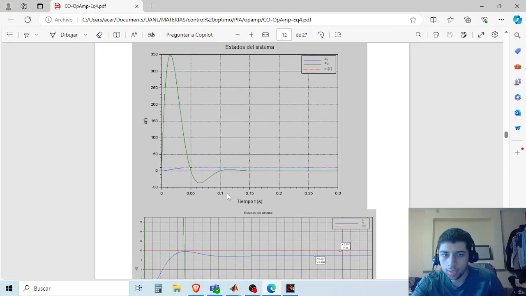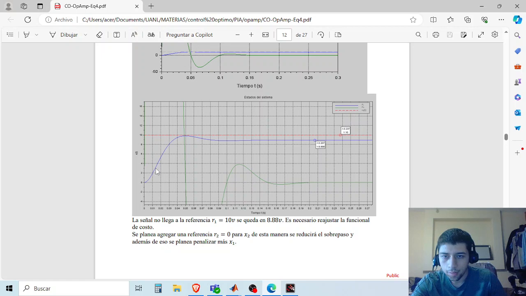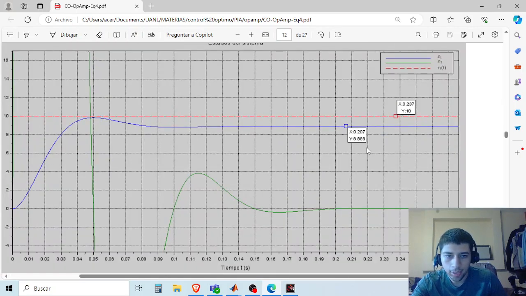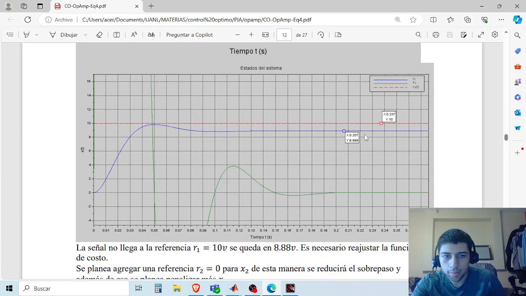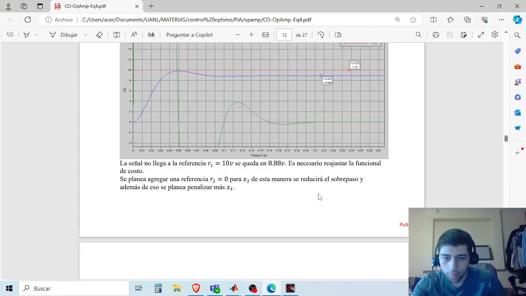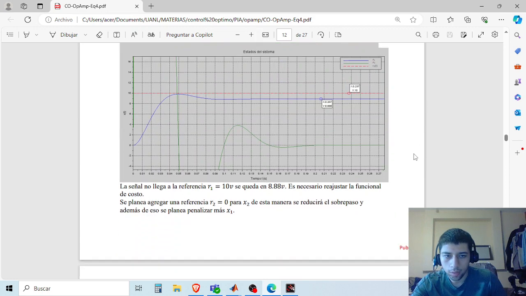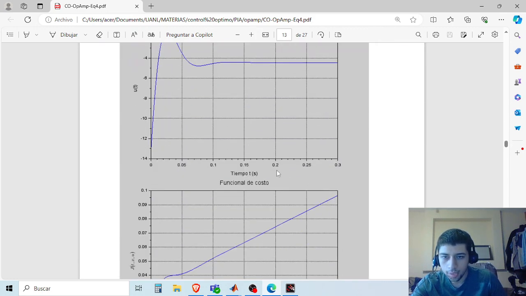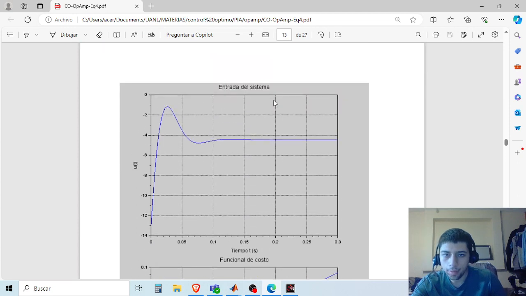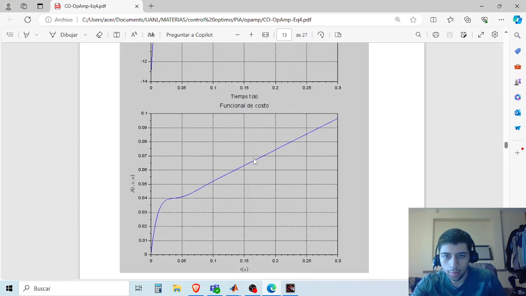And if we zoom in on the first state value, the blue one, we see that it gets stuck at 8.88 instead of reaching the reference. So we have to modify our cost function in order to meet the 10 volts. And here it is the input dynamic and also the cost function over time.